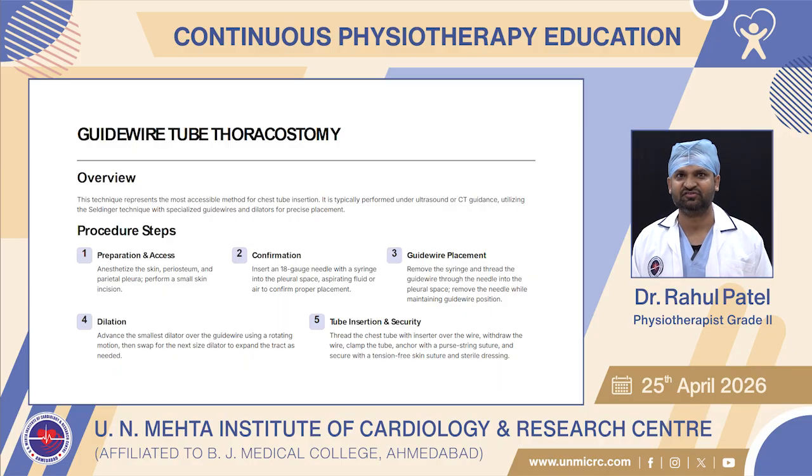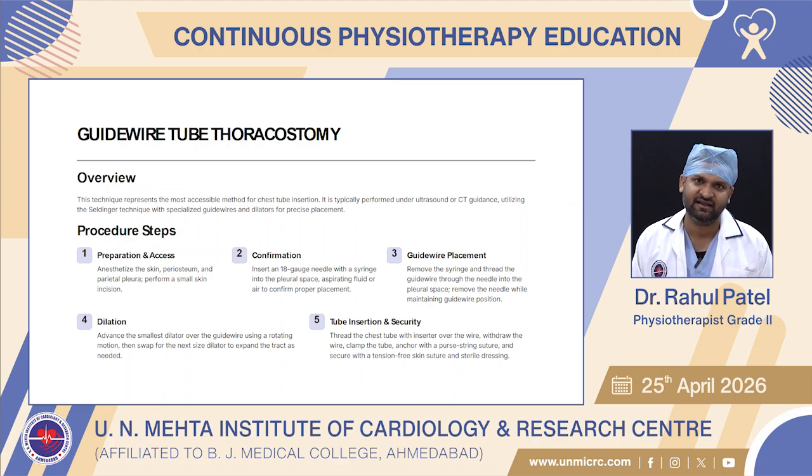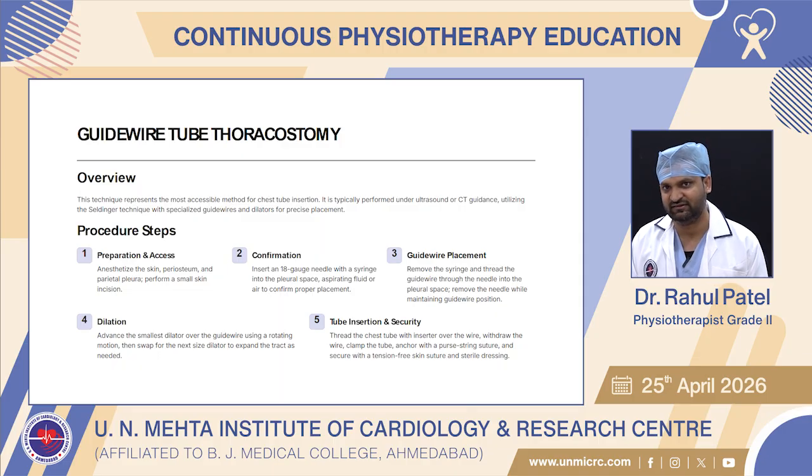Guide wire tube thoracostomy. Overview: this technique represents the most accessible method for chest tube insertion. It is typically performed under ultrasound or CT guidance, utilizing the Seldinger technique with specialized guide wire and dilators for precise placement. Procedure steps. First, preparation and access: anesthetize the skin, periosteum and parietal pleura. Perform a small skin incision. Second, confirmation.